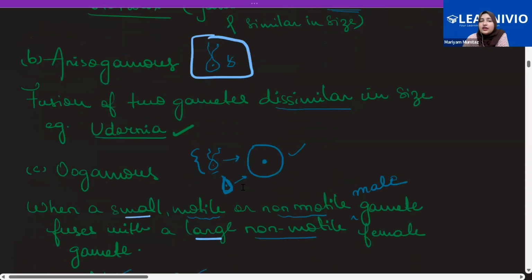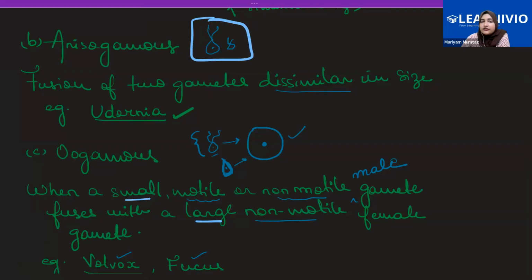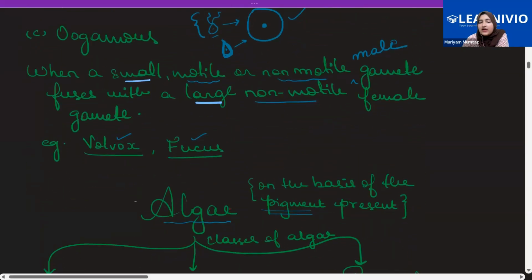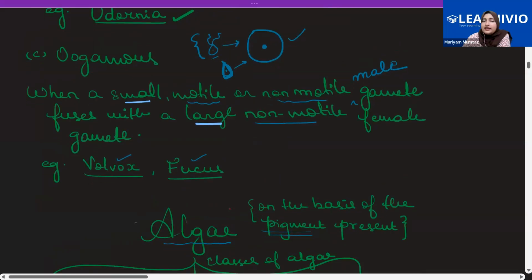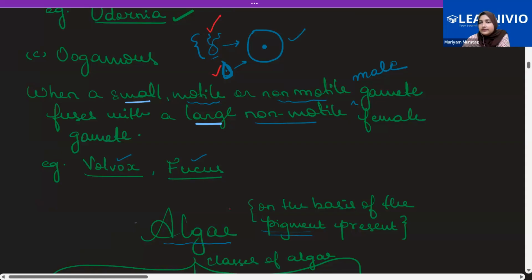Then comes anisogamous. Anisogamous means the gametes are not similar in size, they are dissimilar. Such as in the case of Eudorina, one is a bigger gamete, the other is a smaller gamete. The last case is oogamous. Oogamous is when there is one egg cell which is non-motile. The female gamete will be large and non-motile. The male gamete will be small as compared to the female gamete. It could be motile or non-motile.